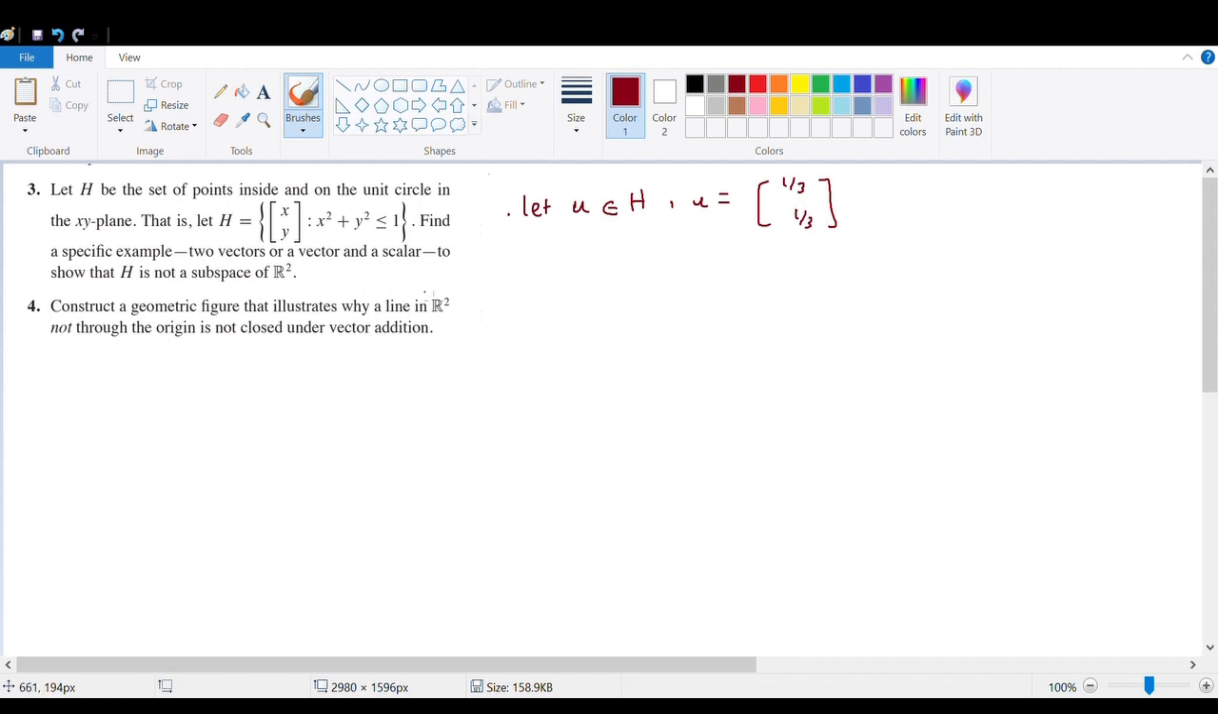Now we want to find a specific scalar c, for example c equal to 3. So cu is equal to 3 multiplied by 1 over 3, which is 1. Now cu is not inside H because 1 squared plus 1 squared is 2, and 2 is not less than or equal to 1. So this is not a subspace because it is not closed under scalar multiplication.